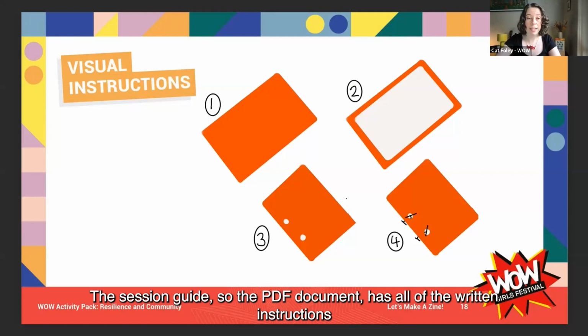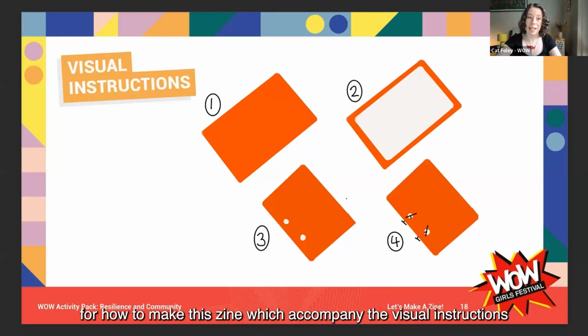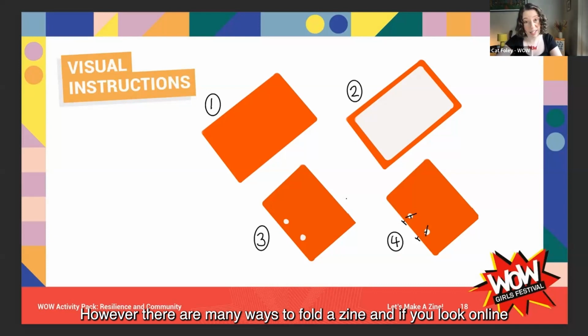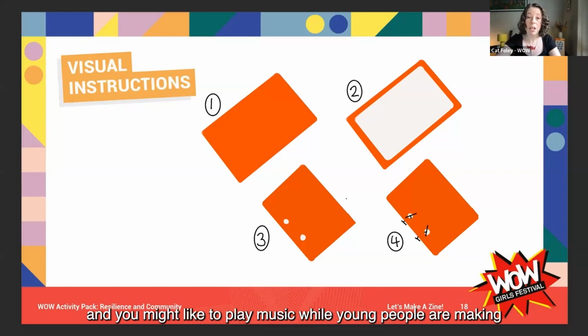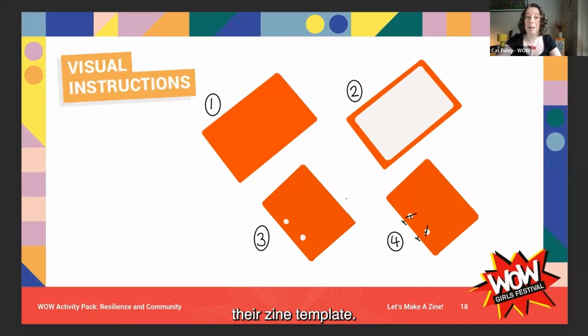The session guide, like the PDF document, has all the written instructions for how to make this zine, which accompany the visual instructions on the slide. However, there are many, many other ways to fold a zine. And if you look online, you'll see, for example, a mini version you can do with one sheet of A4. And you might like to play music while young people are making their zine template.